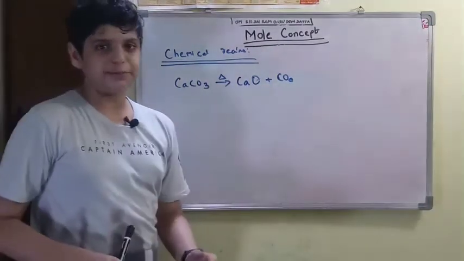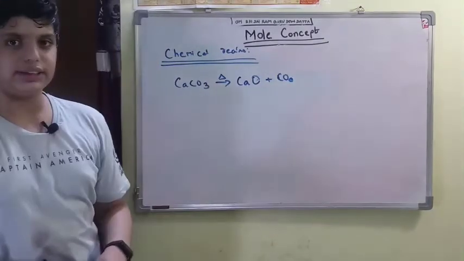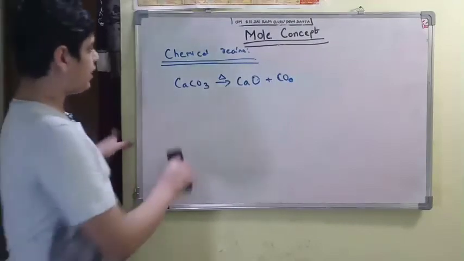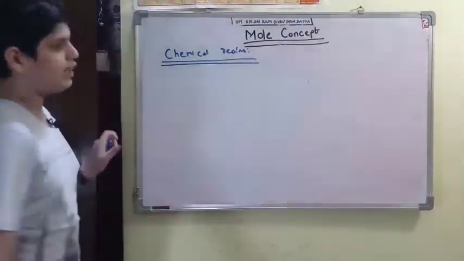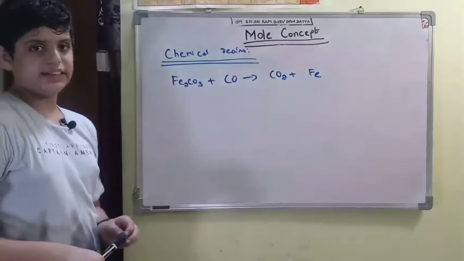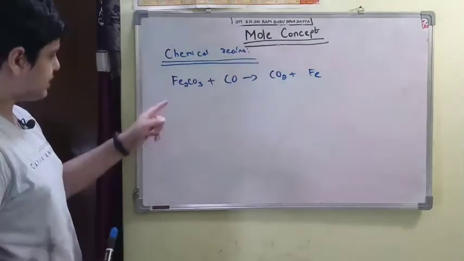Most students face problems while balancing chemical reactions. So now we are going to learn how to balance chemical reactions. First we will take an example of a chemical reaction, then we will learn how to balance it. So this is an unbalanced reaction, and now we are going to learn how to balance it.